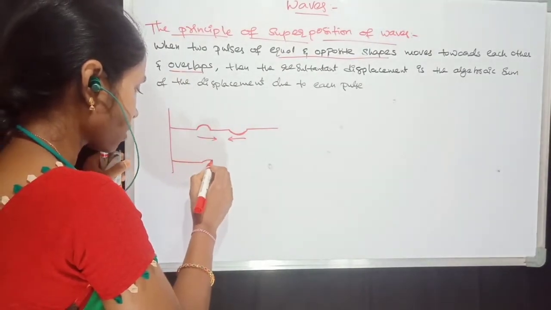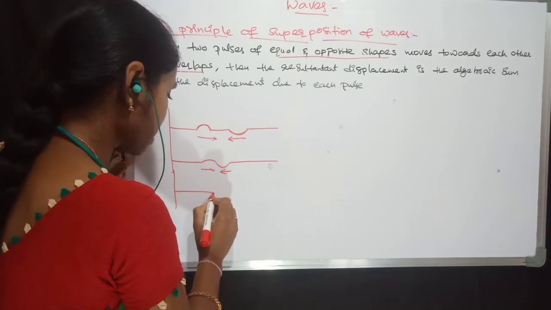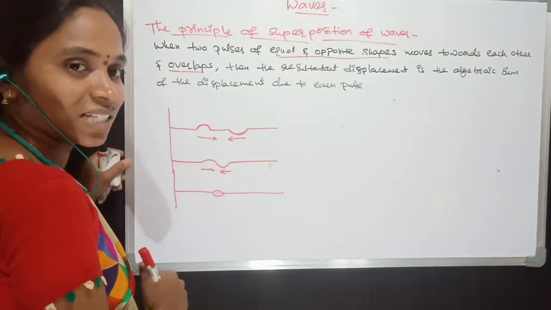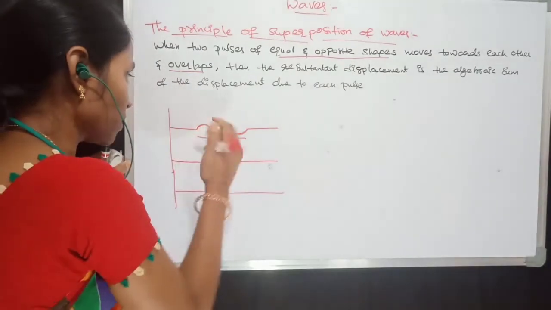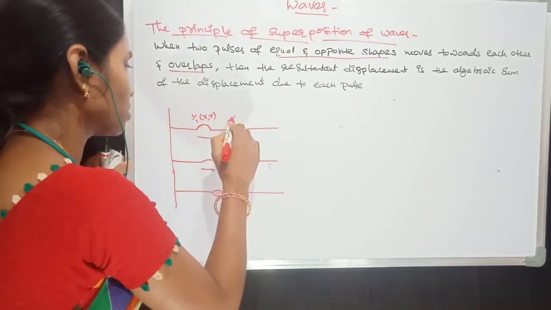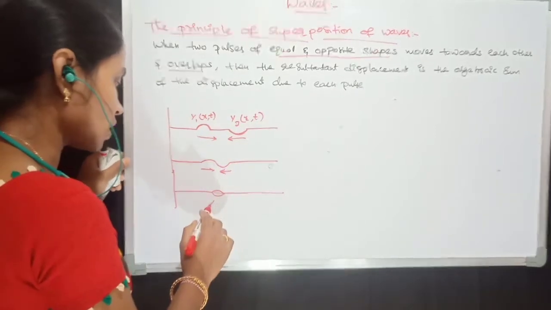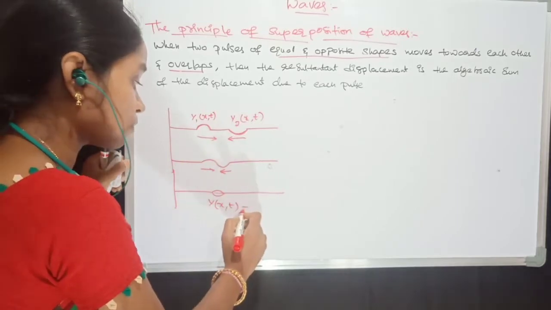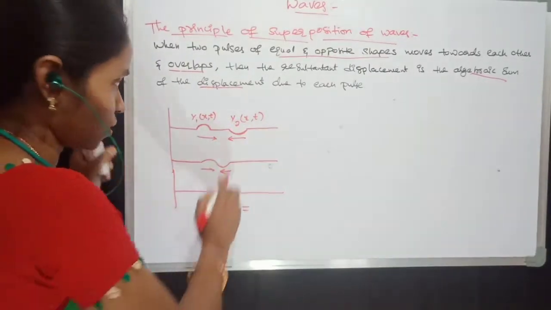After some time they overlap each other. Then the resultant displacement is the algebraic sum of the displacements due to each pulse. For this pulse the displacement is y1 of x comma t, and for this pulse the displacement is y2 of x comma t. After overlapping, the resultant displacement will be y of x comma t, and it will be equal to the algebraic sum of the displacements due to each pulse.